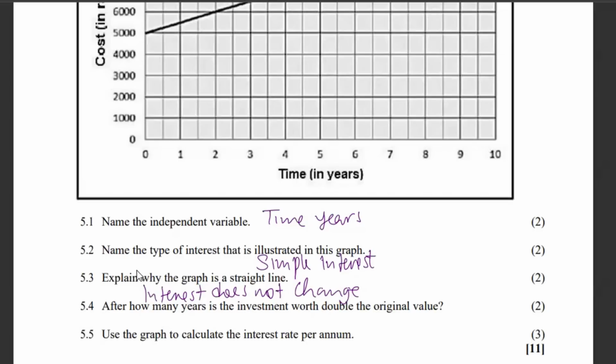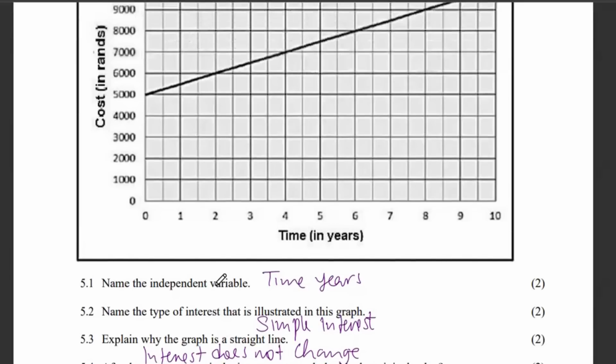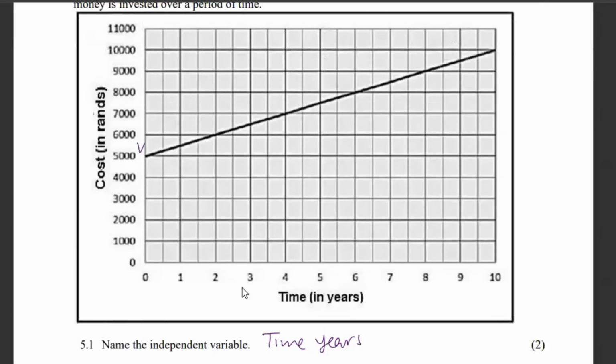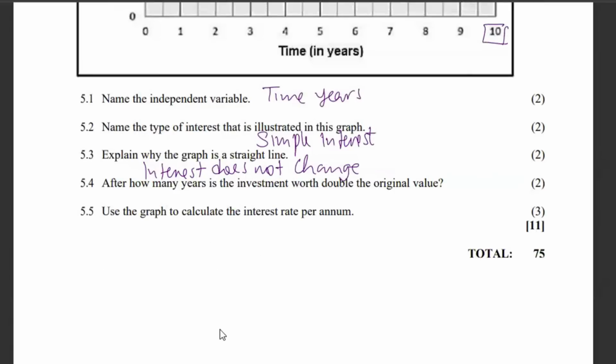After how many years of investment is the investment worth double the original amount? They put in 5,000, so double the amount is supposed to be 10,000. It's after 10 years.